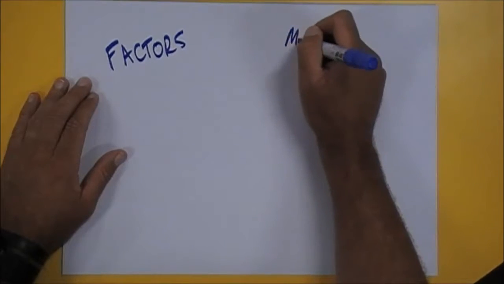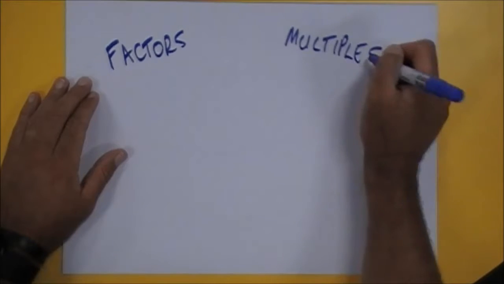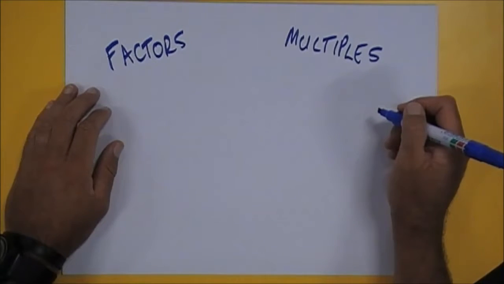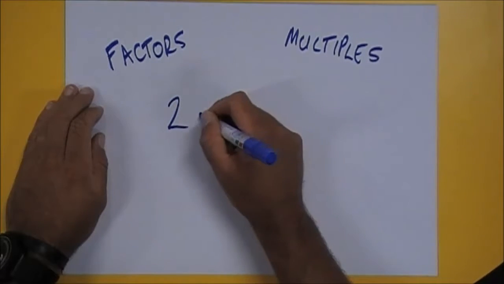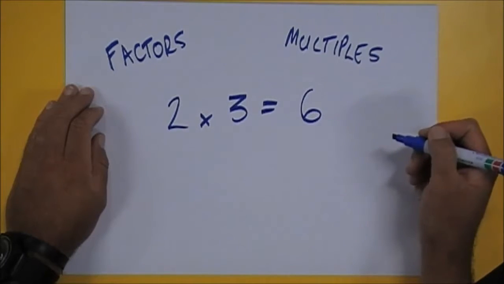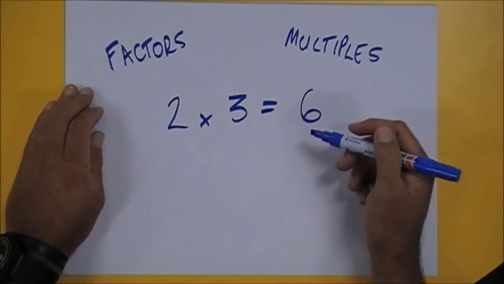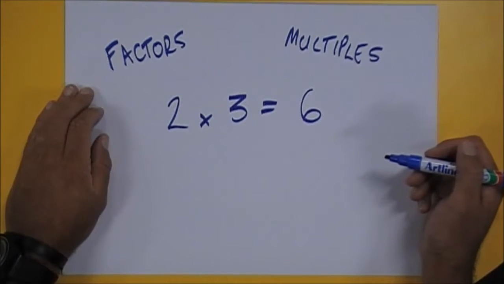factors and multiples. Now, when we're talking about factors and multiples, the numbers are all related. So if I give you a little multiplication here, is probably the best way to describe it. These two numbers here are the factors. They are the numbers that we can multiply to make the number 6.